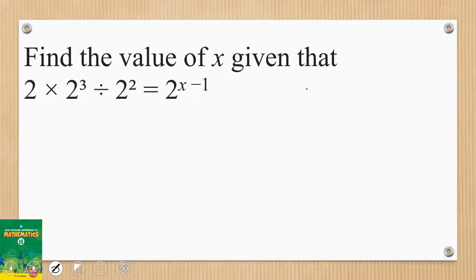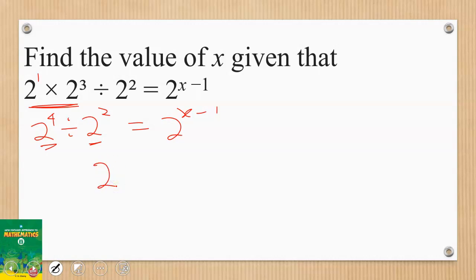If you are given a question like this: find the value of x, given that 2 times 2 to the power 3 divided by 2 to the power 2 equals 2 to the power x minus 1. Here we have multiplication with the same base, so we add the exponents, which gives us 2 to the power 4 divided by 2 to the power 2. Since the bases are the same and we are dividing, we subtract the exponents, so we have 2 to the power 2 equals 2 to the power x minus 1.